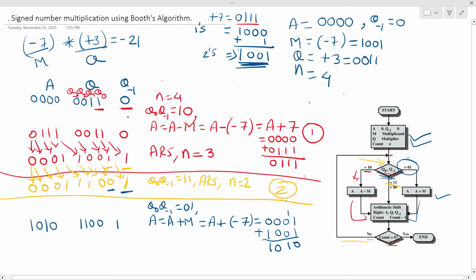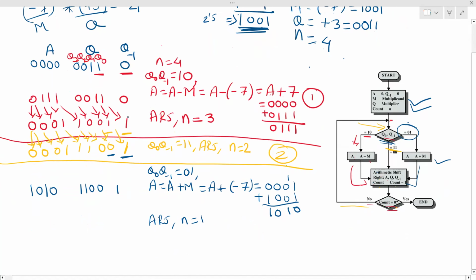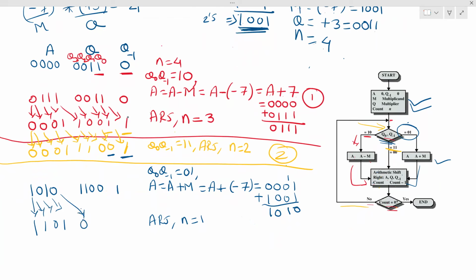Now again arithmetic right shift and reduce the count. So I will perform arithmetic right shift and my count will be now reduced by one value and it will be equal to 1. So here to perform arithmetic right shift, this bit will be as it is and all other bits will be shifted towards right. 1, 1, 0 and this will be 0.